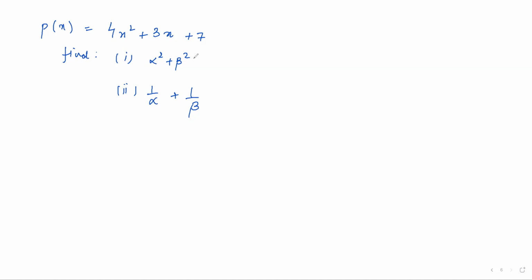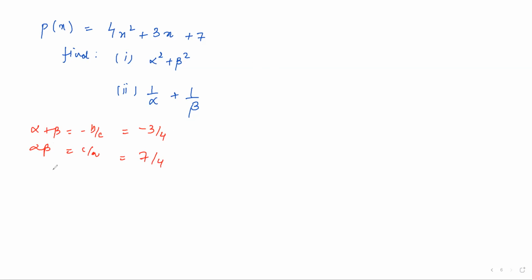Whenever you have this alpha beta type of question, the first thing is to find alpha plus beta and alpha beta, which you know. How to find? This is minus b by a, this is c by a. So first thing, find out what is alpha plus beta. Tell me. So minus b by a, yes, minus 3 by 4. So this value you have got.